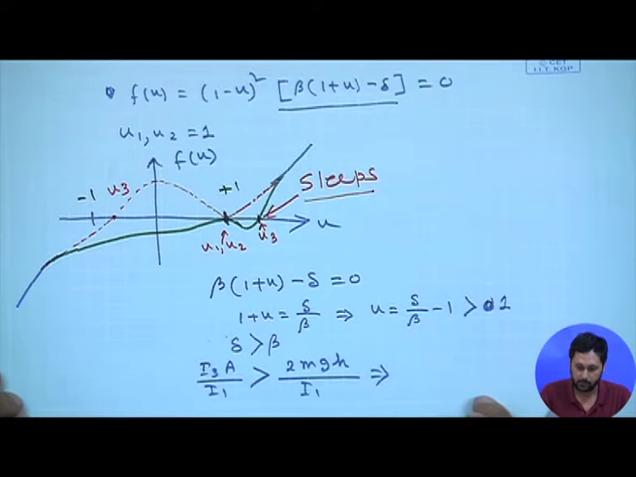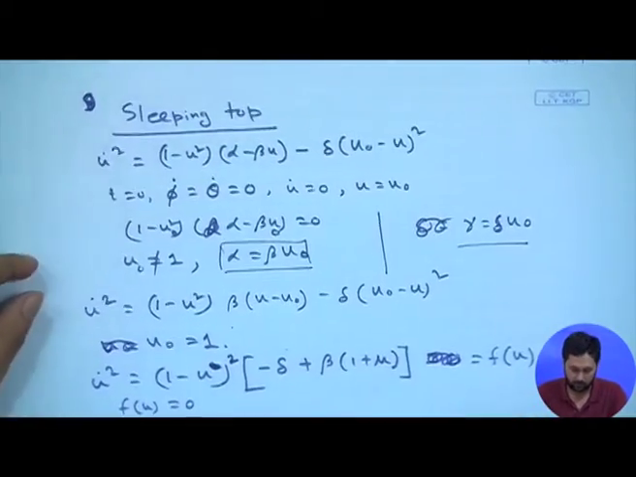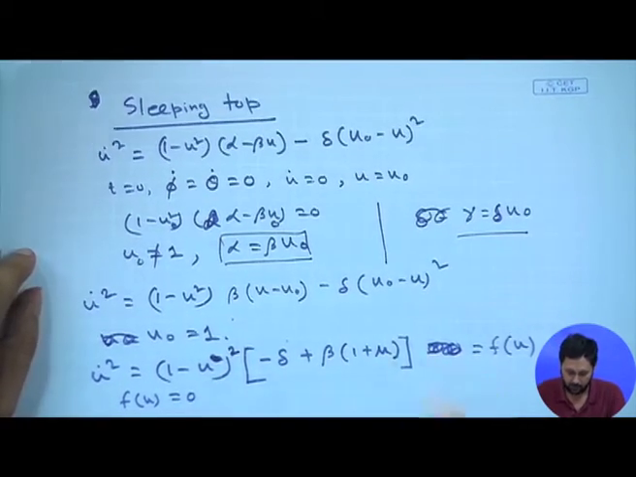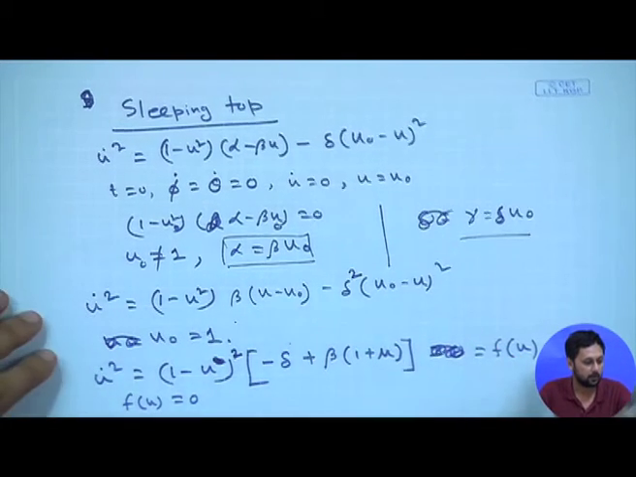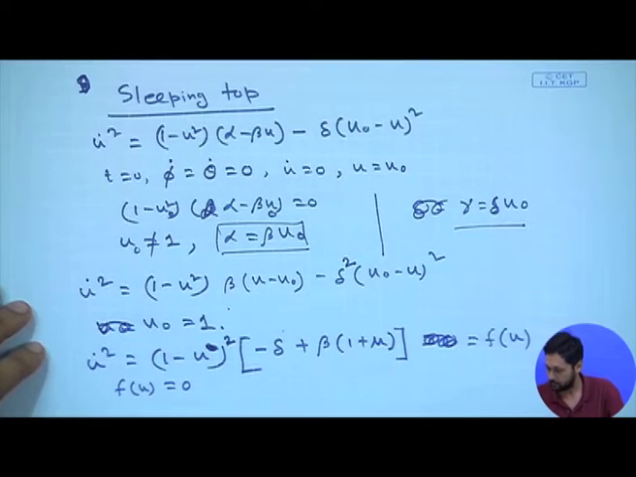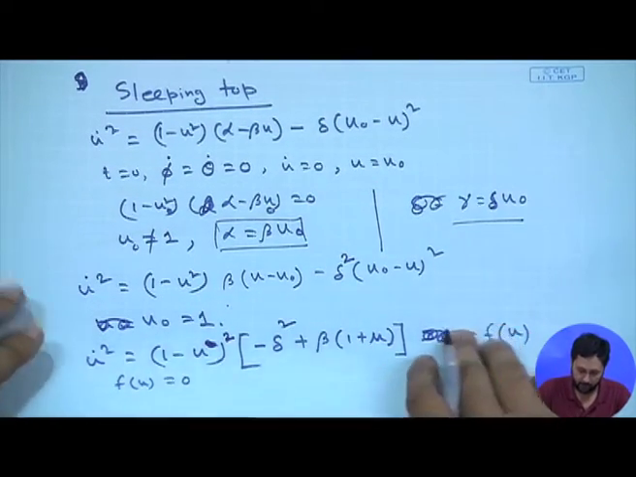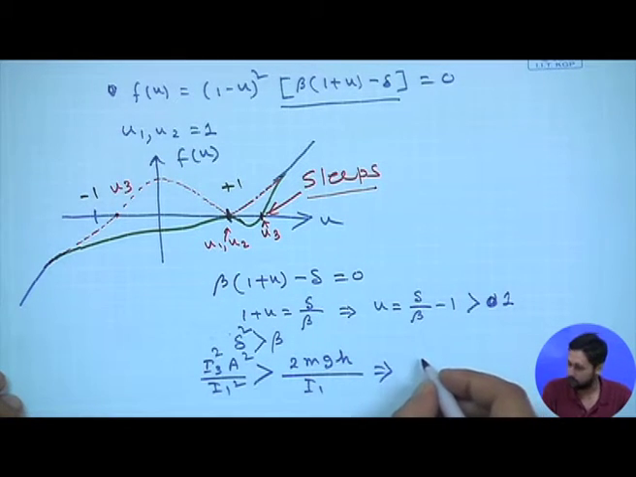Just a second. Just give me a second. Yeah, right. Yeah, so it has to be a delta square. So I missed it. So in the first equation itself, I missed it. So that is why, yeah. So it has to be a delta square, right? Delta minus beta u. It has to be a delta square, I guess. Yeah. So this is delta square. So delta square greater than beta. So that means I3 square, A square, over I1 square greater than beta. So if this is the condition, then we have a situation.